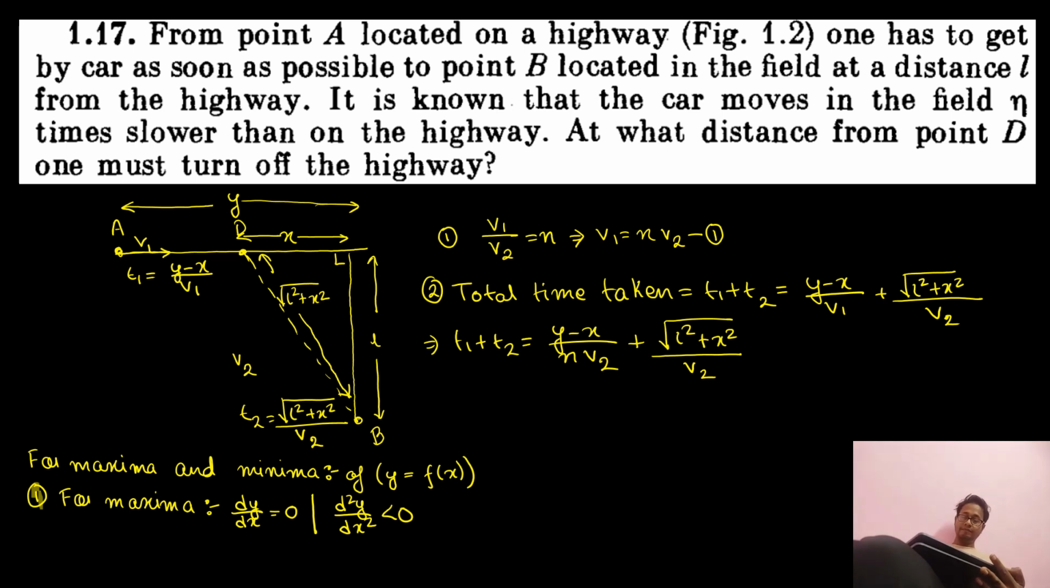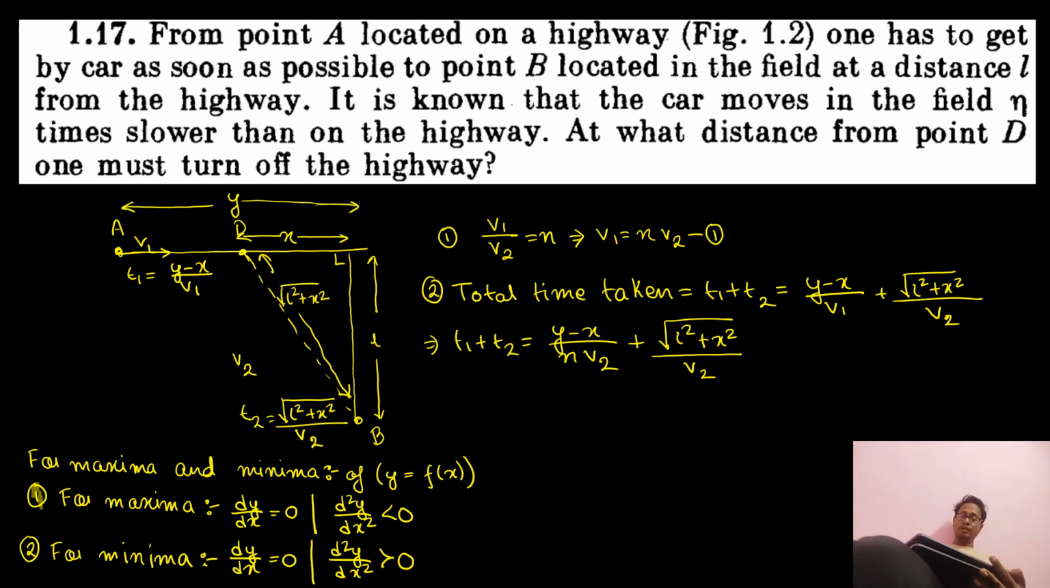And the condition for minima, minimum is also dy by dx is equal to 0, and d square y by dx square is greater than 0. So in physics, whenever maxima or minima is asked, just differentiate and make it equal to 0. You are not required to say which in physics. The question won't come to tell whether it's maximum or minimum.